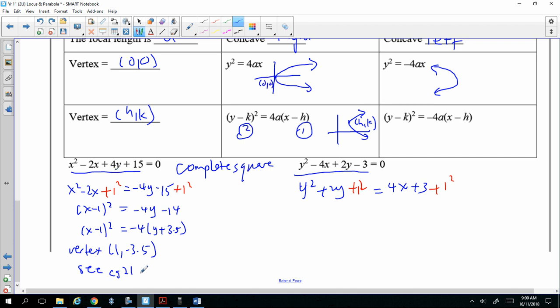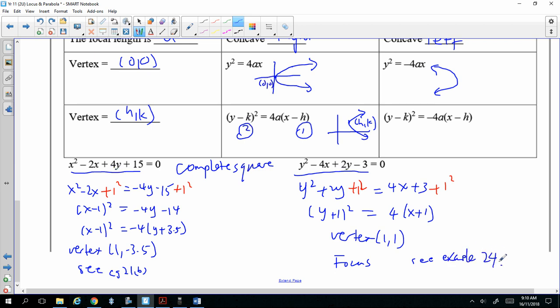This one you go (y plus 1) squared equals 4(x plus 1). The vertex is (1, 1), and you can get the focus as well. Again, see example 24.